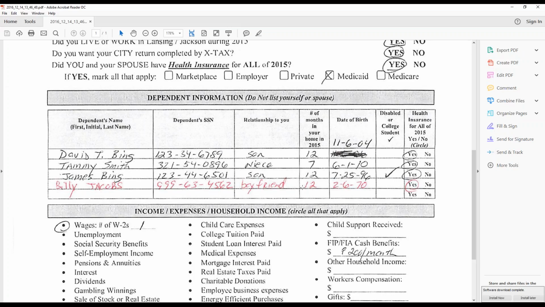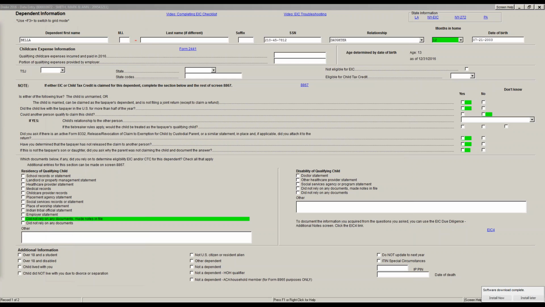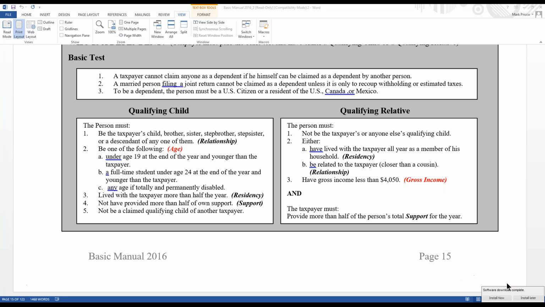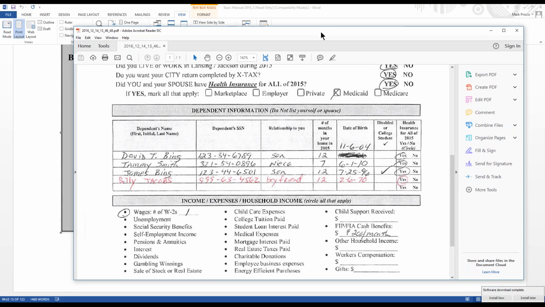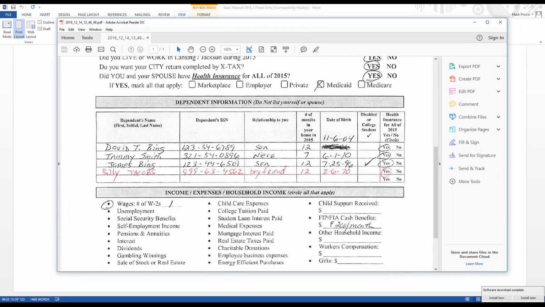Now this last one, the boyfriend, determine if they're a qualifying relative, if you recall. For that test, okay, we have residency. He was in the household all year. Don't have to worry about relationship because it's one of the two. Gross income, I need to ask, did Billy Jacobs here, did Billy have any income over $4,050? If they say no, my next question is going to be, did you pay more than half of Billy's support? If they say yes, they're a qualifying relative, and I'm going to go ahead and record all that information in the tax return. So your first step is to look at the client information sheet.